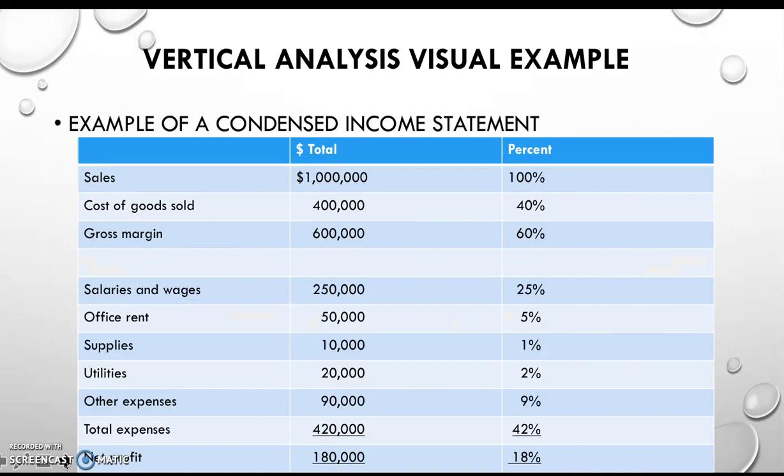So, a visual example of vertical analysis, I chose an example of a condensed income statement. On the far left, it describes what it is. So you have sales, cost of goods sold, the gross margin, and the expenditures for that period. Now in the center is the total amount, so it lists all the dollar amounts of each line. And then on the far right, you have the percents. Now that is the visual analysis of it, and you can see the percentages as they fall in that line.